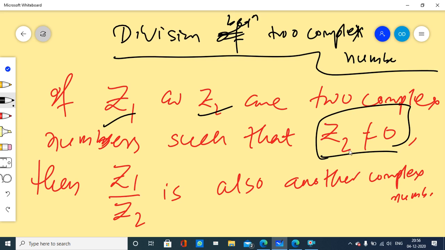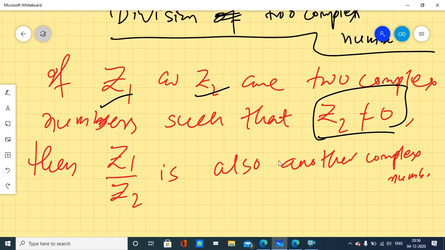But why did I write that Z2 must not be equal to 0? Because if the denominator is 0, it will be not defined. So Z2 must not be equal to 0. Otherwise, Z1 can be equal to 0, it's fine, but Z2 cannot. So it is like a condition, as with integers. Everybody got it now?